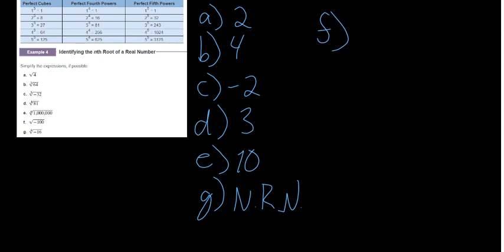But I guess F and G are kind of the same, because it is an even index. You don't see an index, so that's an implied 2, so it's a square root. It's a square root of a negative number, square root of -100, so same thing. No real number.